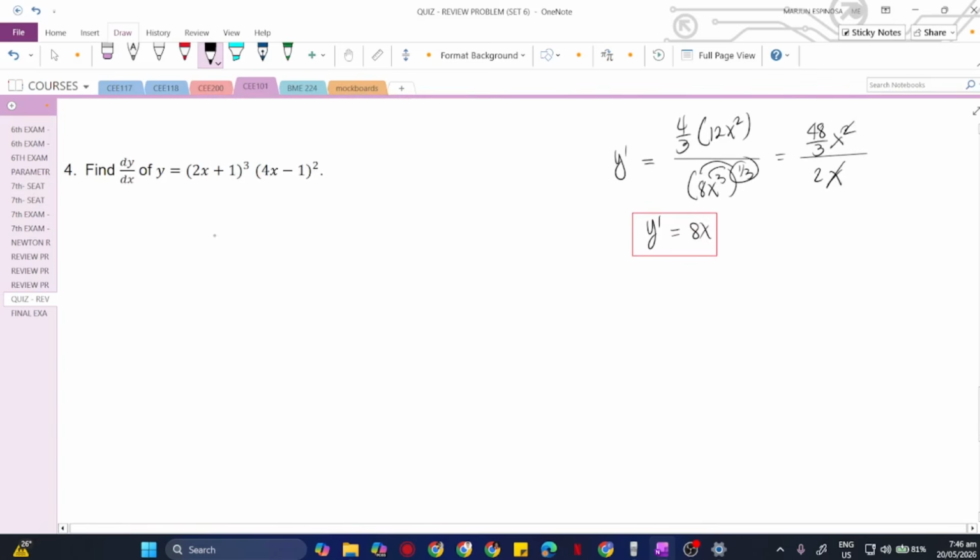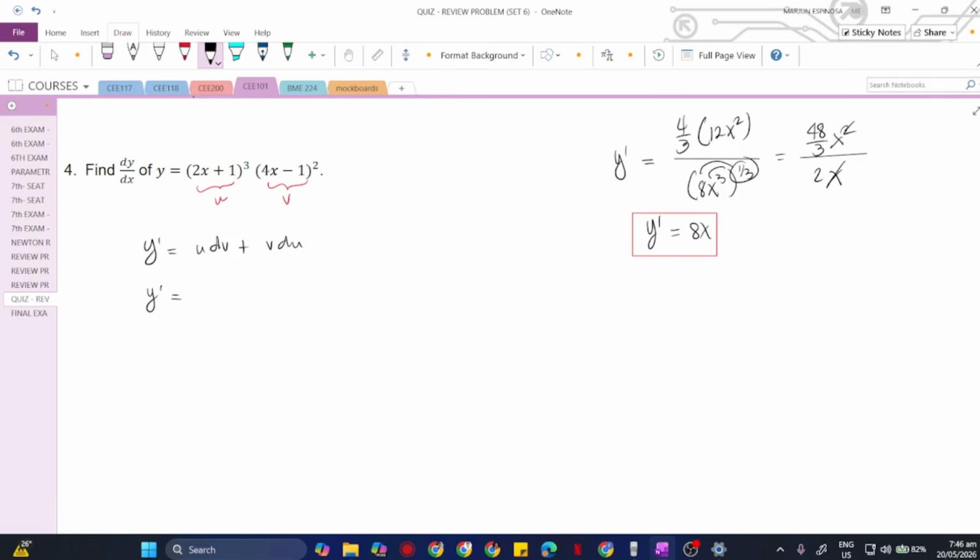Now for problem number 4, find the first derivative of y with respect to x of the given function y equivalent to 2x plus 1 cubed, to be multiplied by 4x minus 1 squared. Obviously we can use the product rule for this. We can let this one as our u and this one as our v. So y prime is equivalent to u dv plus v du.